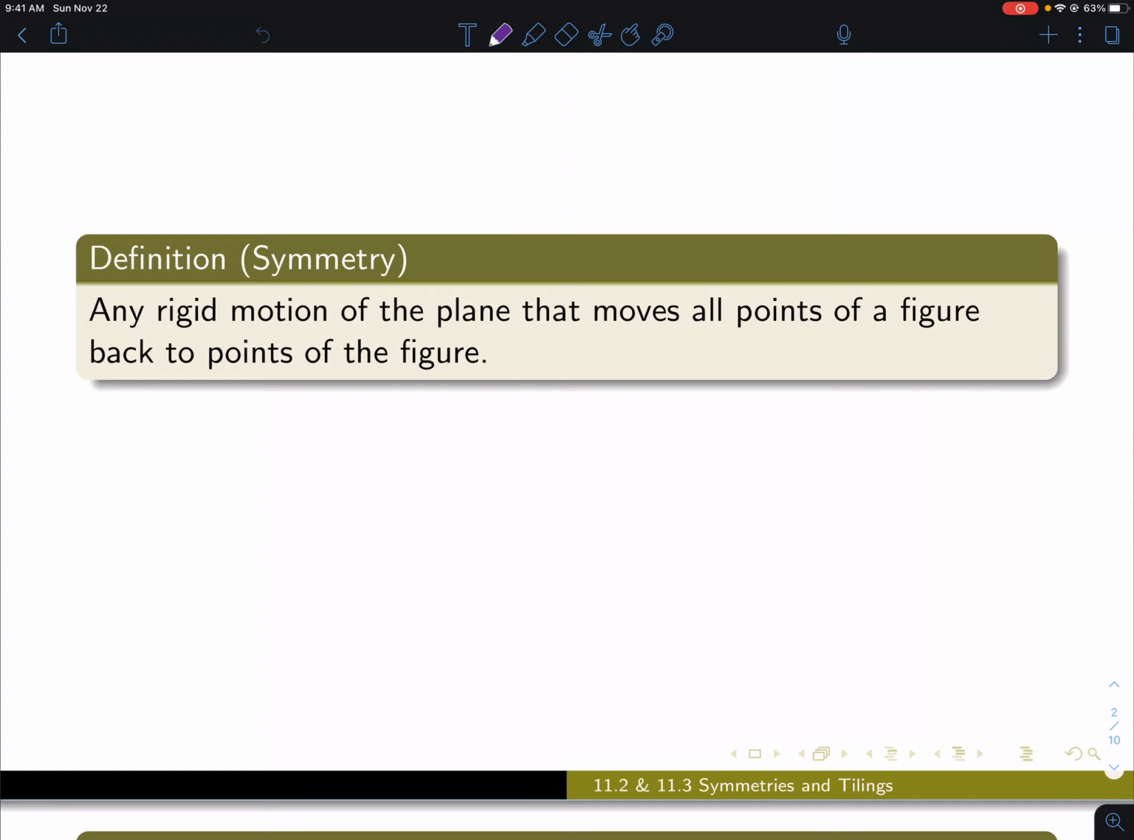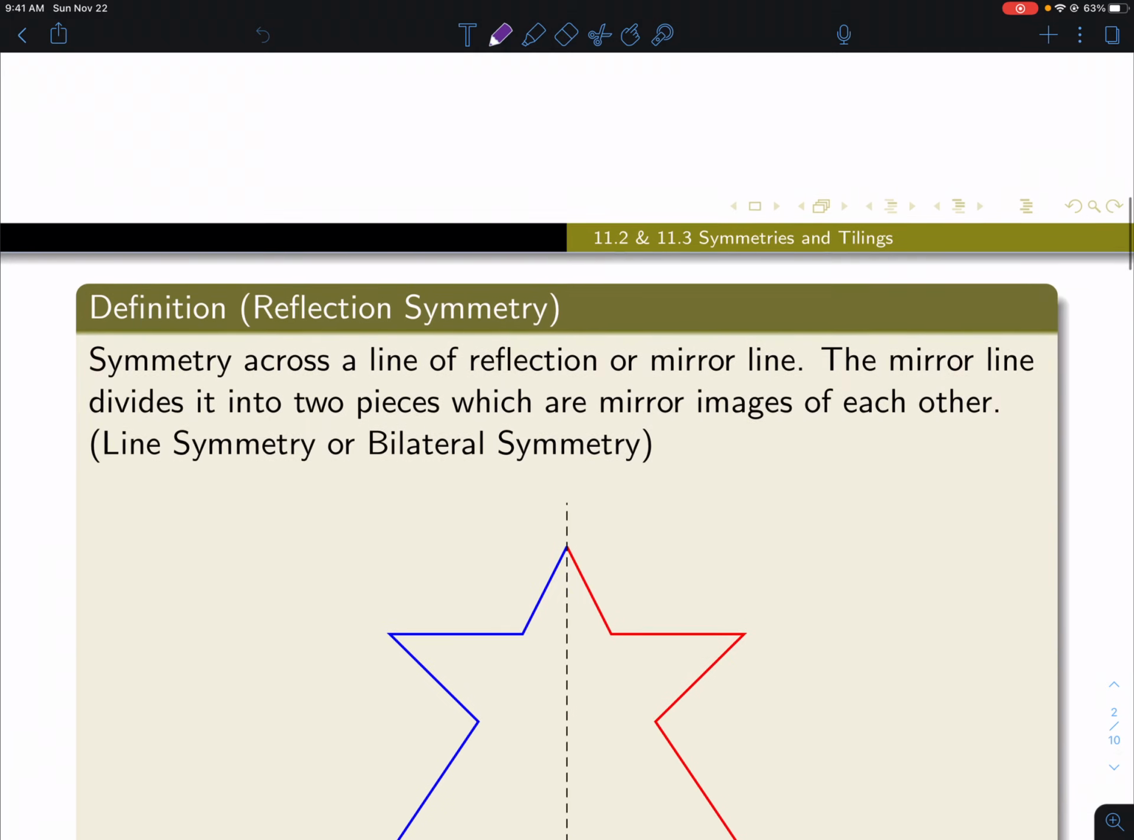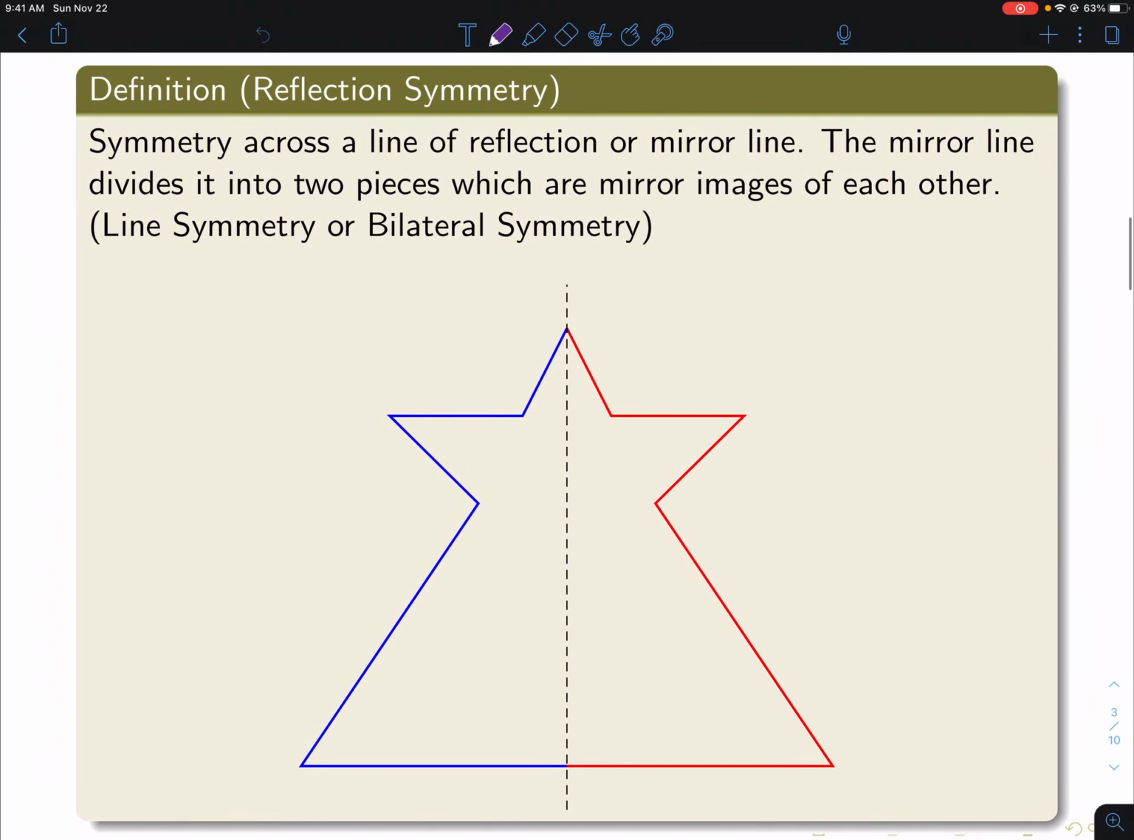We're going to talk about a couple different types of symmetry here. The first one is called reflection symmetry, which is symmetry across the line of reflection, or a mirror line. This would be our mirror line, this dotted line. The mirror line divides the figure into two pieces which are mirror images of each other. The idea is if you were to use this mirror line as the folding line of a piece of paper, then one half would lay right on top of the other. So go ahead and write that down in your notes.